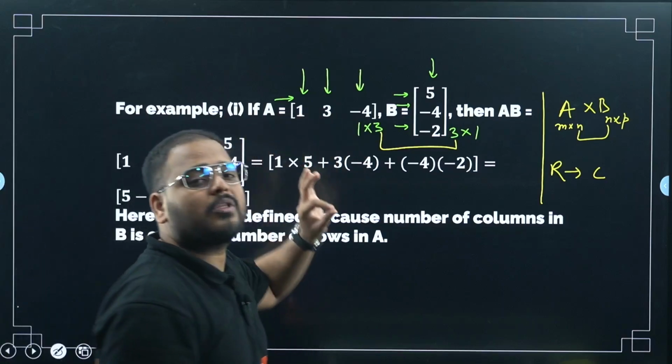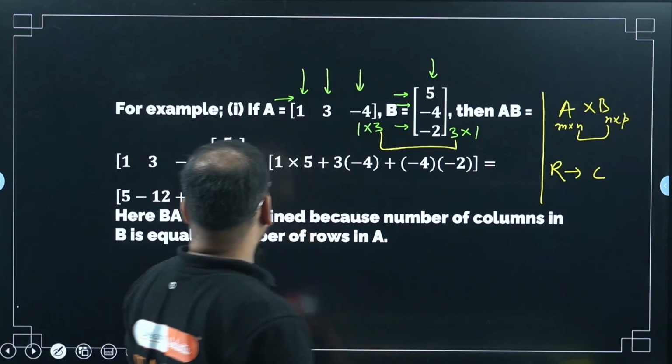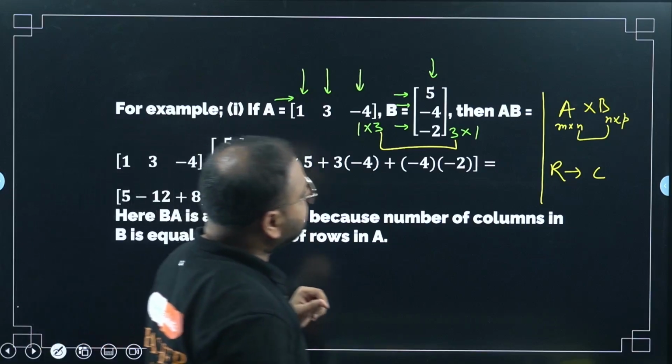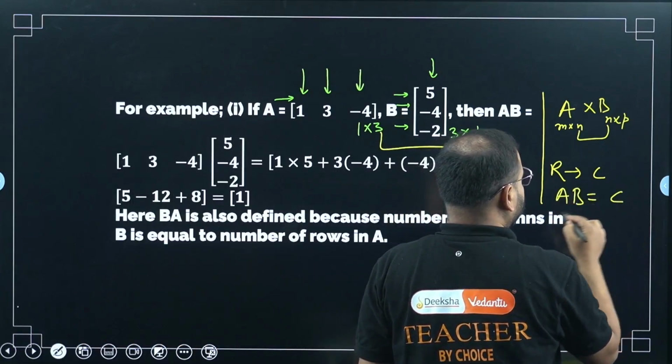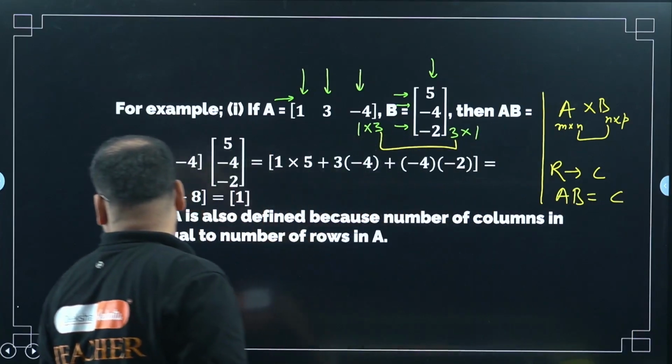Before doing the multiplication, let's say after multiplying the matrices A and B, the result is equal to matrix C. Okay, let me take another name.